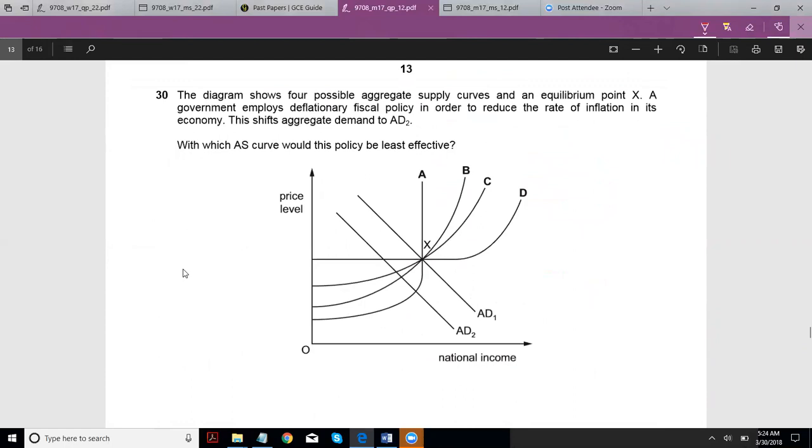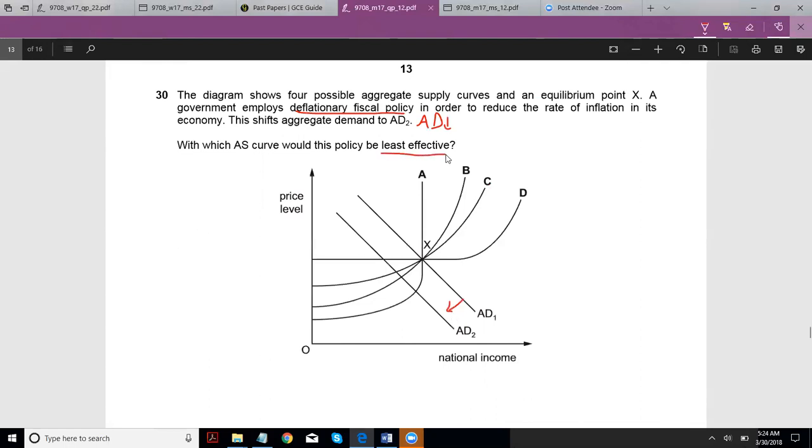So 30: the diagram shows 4 possible aggregate supply curves and an equilibrium point X. There are a lot of aggregate supply curves. A government employs a deflationary fiscal policy, so a contractionary fiscal policy. AD should decrease, and we can see that it does from AD1 to AD2, in order to reduce the rate of inflation in its economy. With which AS curve would this policy be least effective?